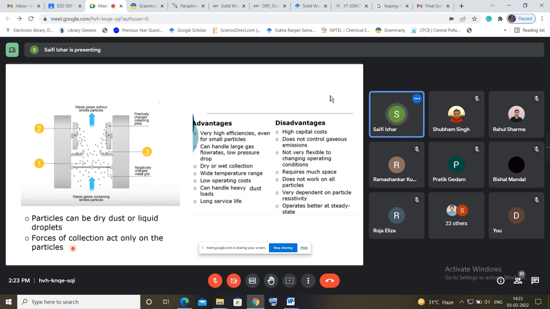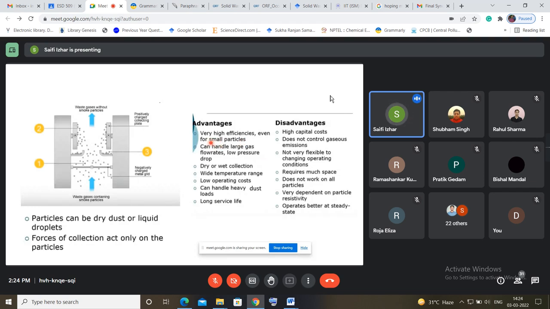And one thing, when this polluted gas is passing through, the electrostatic charge and force are only induced on the particle, not on the gas. So gas goes in and comes out. The advantage of this electrostatic precipitator is that the removal efficiency is very, very high, 98, 99%, and even for these particles.